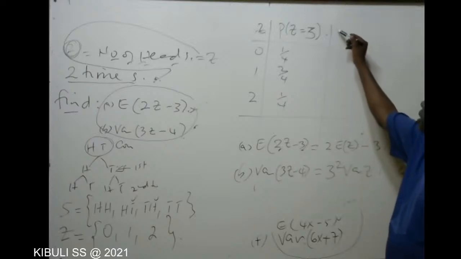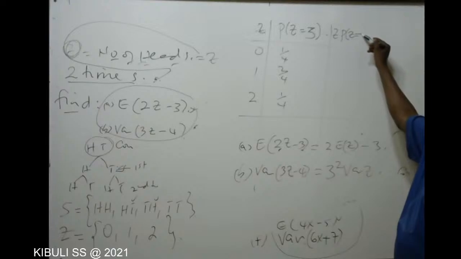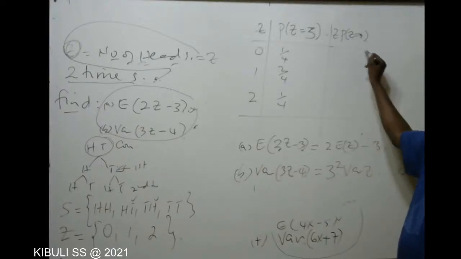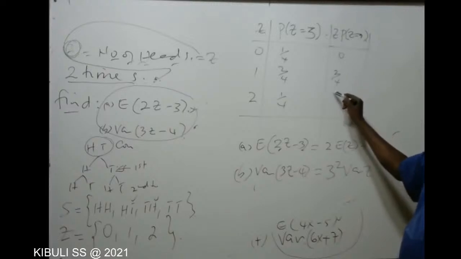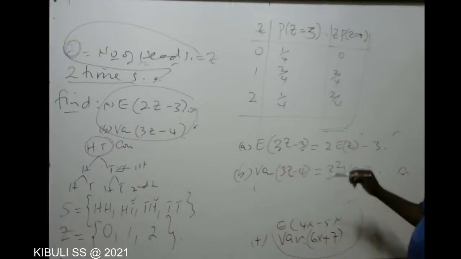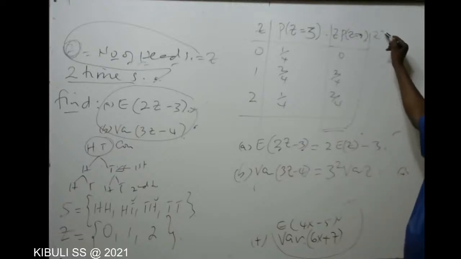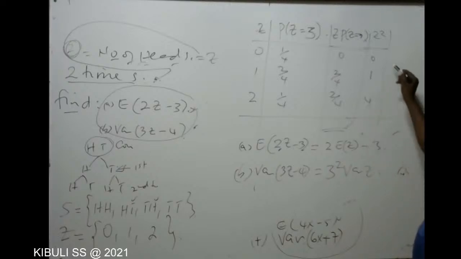So the expectation here, we shall multiply our z by the probability of z equal to z. So we multiply those ones here. This will be 0, that will be 2 out of 4, that will be 2 out of 4. So you sum this, that will be that. Then we shall also need z squared. Z squared, there will be 0, 1, and 4. And we shall have z squared times the probability of z equal to z. It will help us to work out the variance.